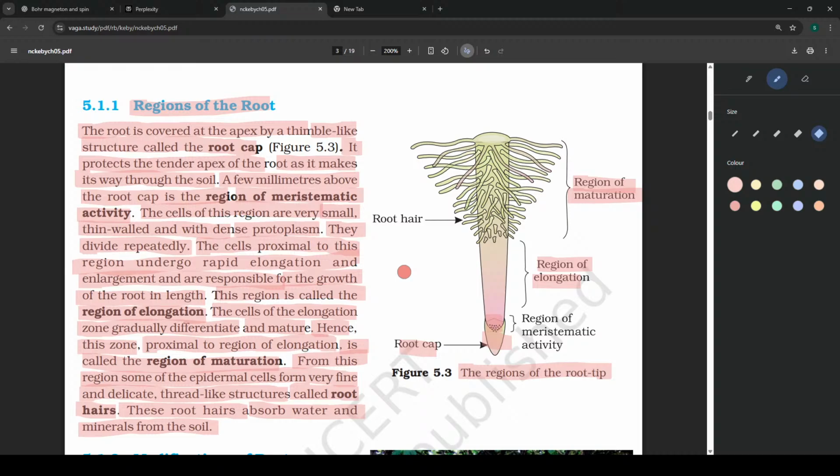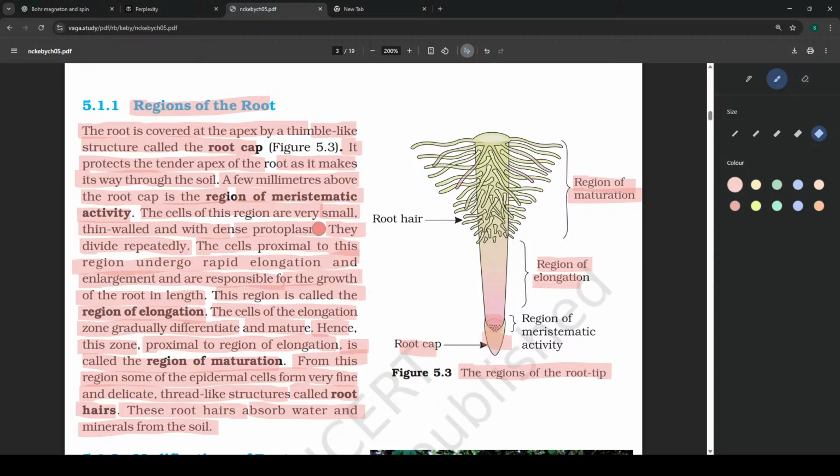A few millimeters above the root cap is the region of meristematic activity. The cells of this region are very small. They are small celled, thin walled, and have dense cytoplasm. They divide repeatedly. The region of meristematic activity is the place where rapid cell division occurs. That is the reason a root can grow down, due to the region of meristematic activity where cells divide.